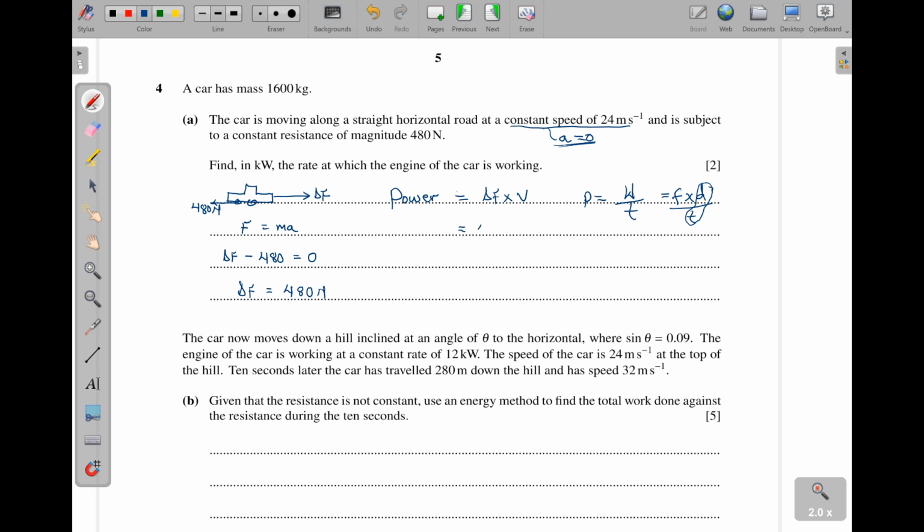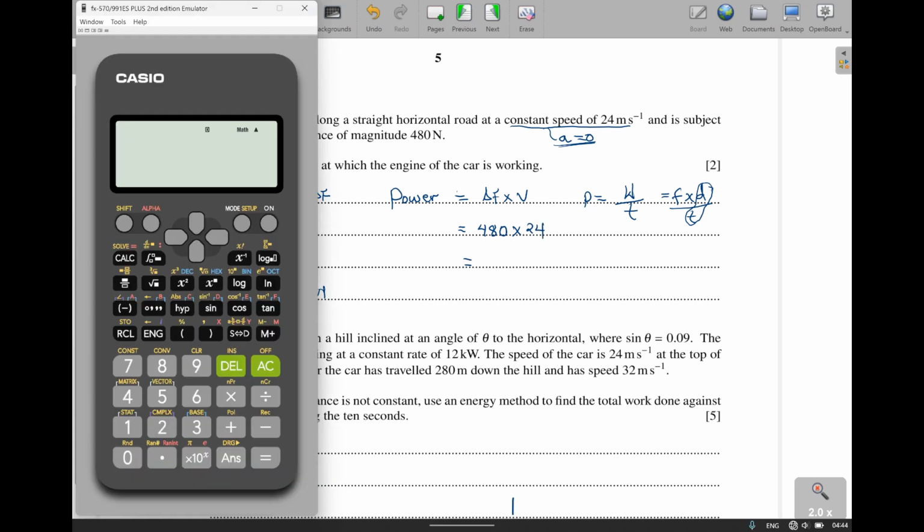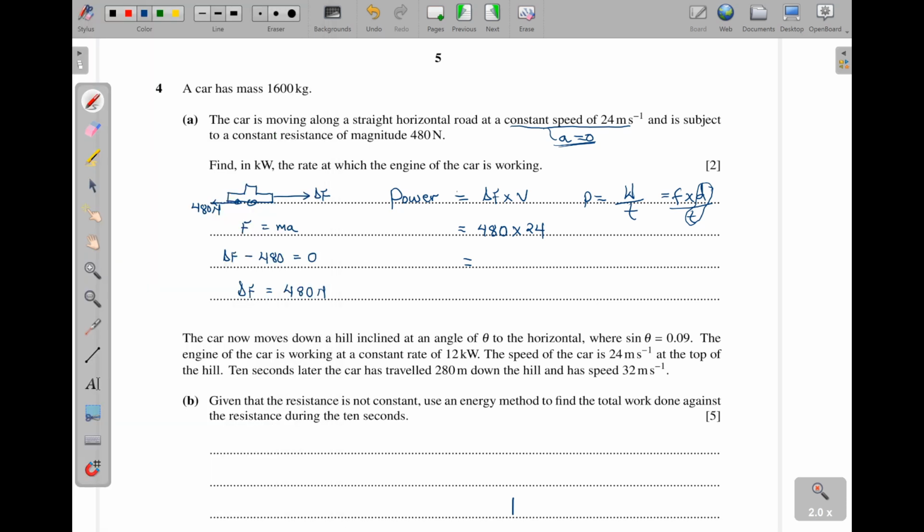Now the driving force is 480, and the speed given is 24. Multiplying these, we have 480 times 24. That gives us 11520, and then we divide it by 1000 to write it in kilowatts. So it will be 11.52 kilowatts. Don't write it in watts, they said kilowatts.